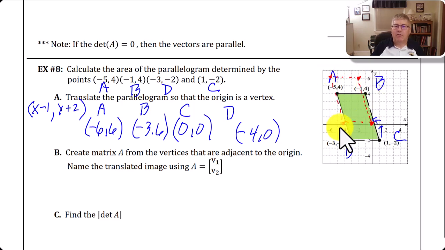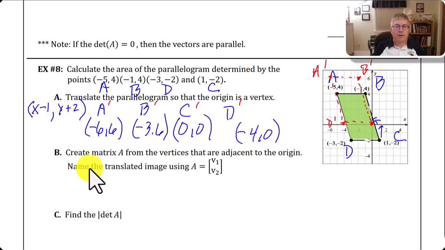Our new parallelogram here is sketched out in red. In B, it says create matrix A from the vertices that are adjacent to the origin. Adjacent means next to. So we're going to use vertices B and D. Vertex A is across from the origin, so we're going to use our B prime and D prime vertices. These are really A prime, B prime, C prime, and D prime. So we're going to use D prime and B prime.